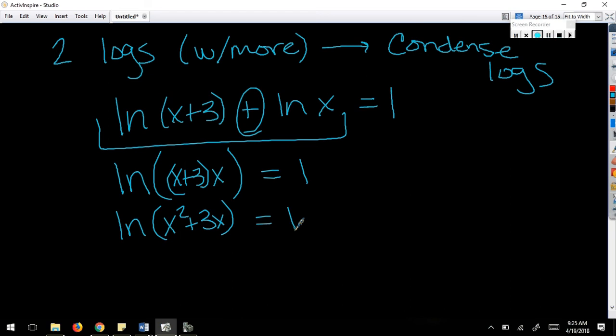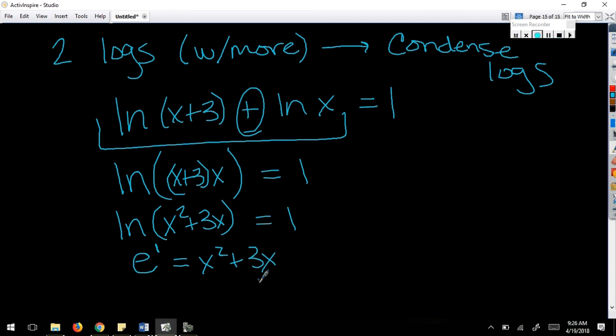Now I have, y'all aren't going to like this one, I'm going to tell you. Now I have a log with only one log in it. The log is isolated. What do we do? Change the form. I don't see a base here. What does that mean? That was e. It's e. This one's natural log. So the form, whenever I change it, is e to the what power? Equals.